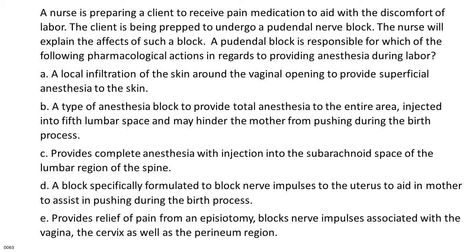A. A local infiltration of the skin around the vaginal opening to provide superficial anesthesia to the skin. B. A type of anesthesia block to provide total anesthesia to the entire area, injected into the fifth lumbar space, and may hinder the mother from pushing during the birth process. C. Provides complete anesthesia with injection into the subarachnoid space of the lumbar region of the spine. D. A block specifically formulated to block nerve impulses to the uterus to aid the mother in pushing during the birth process. E. Provides relief of pain from an episiotomy. Blocks nerve impulses associated with the vagina, the cervix as well as the perineum region.